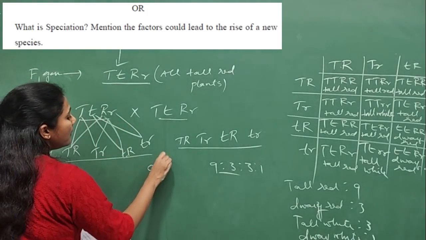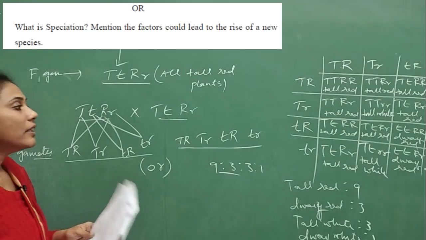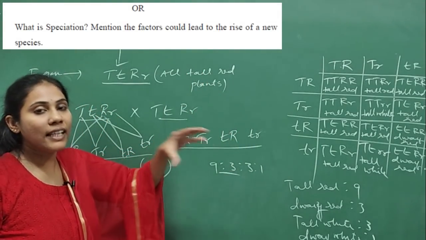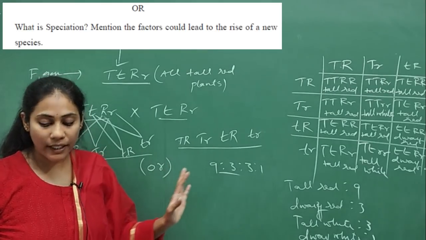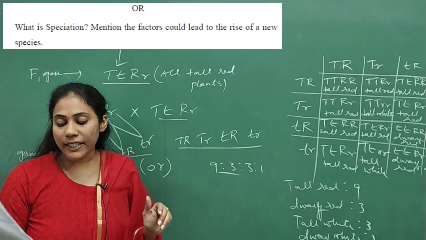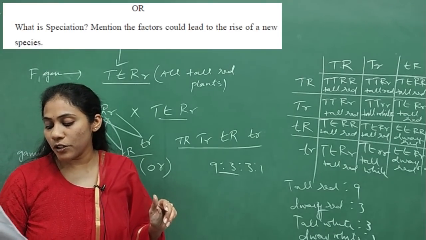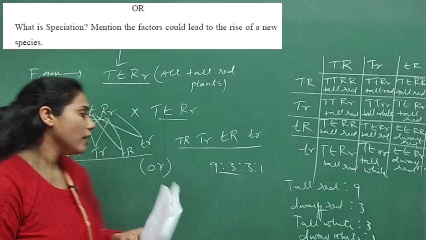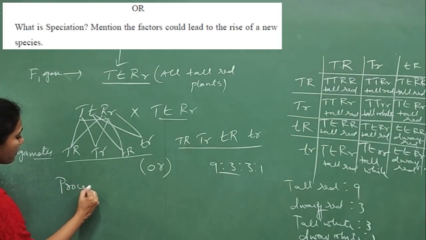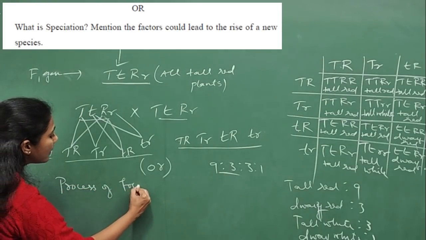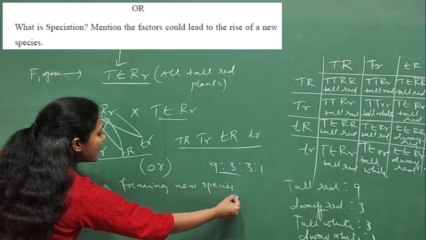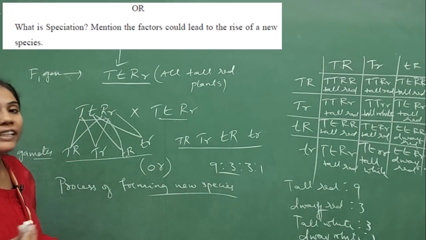Always there will be an OR question in heredity and evolution. Either the first part of the question will come from heredity, or they'll ask a question from the evolution part. From the evolution part they asked, actually this is very simple: what is speciation? Mention the factors that could lead to the rise of new species. So what is speciation here? The process of forming new species is called speciation, isn't it? And what are the factors that could lead to speciation?